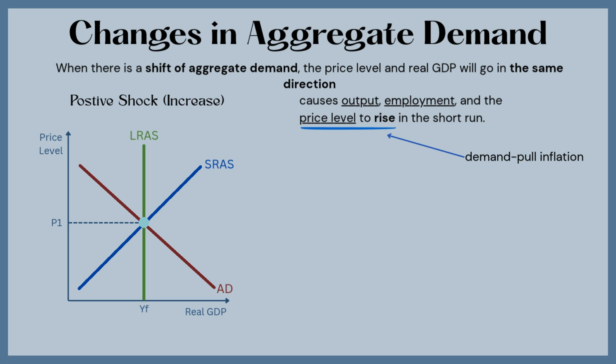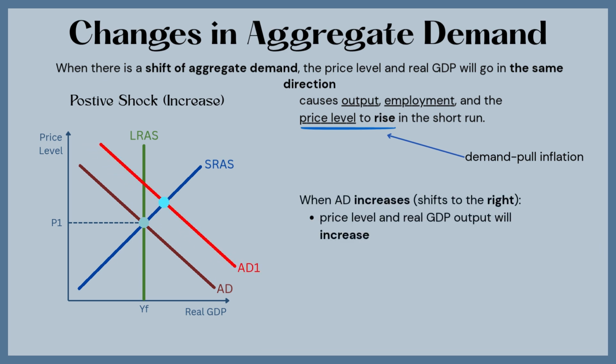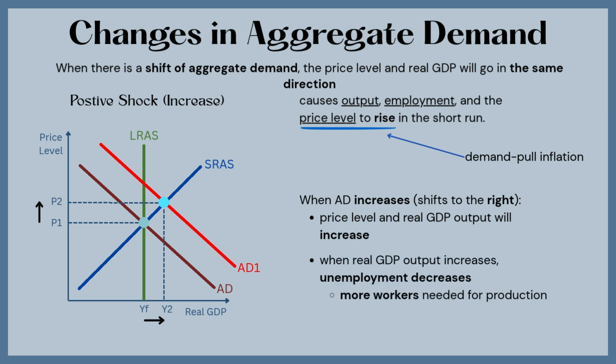These effects occur because when the aggregate demand increases and shifts to the right, the price level and real GDP will increase. When real output increases, unemployment decreases, as more workers are needed to increase production.